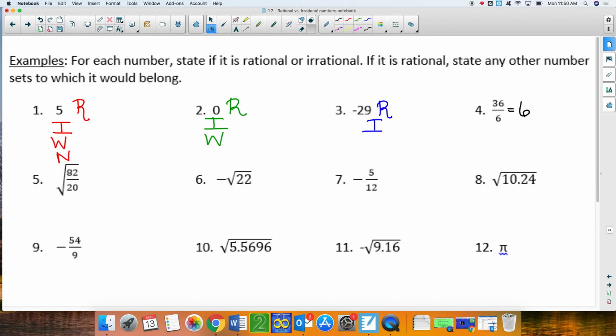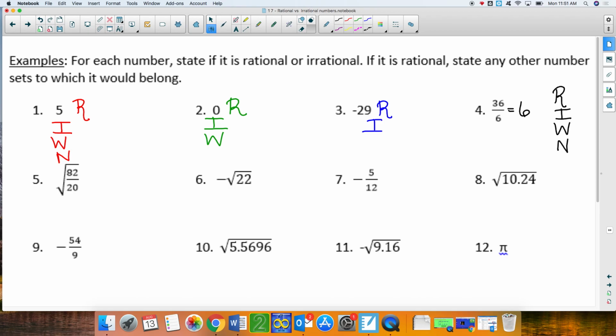And the number 6 is a nice, clean number. So again, that's a rational number. Is it an integer? Does it sit on a number line? Yes. Is it a whole number? So is it positive? Yes. Is it a natural number? Is it one of the numbers that you learn to count? Yes. So it would be all 4.